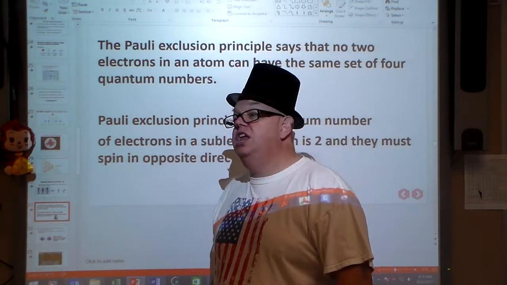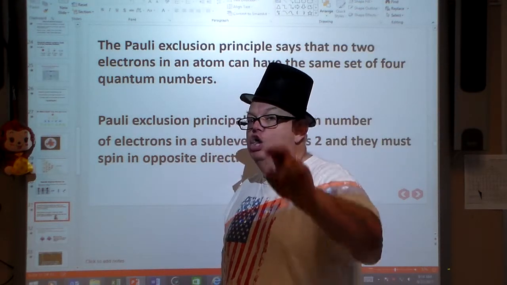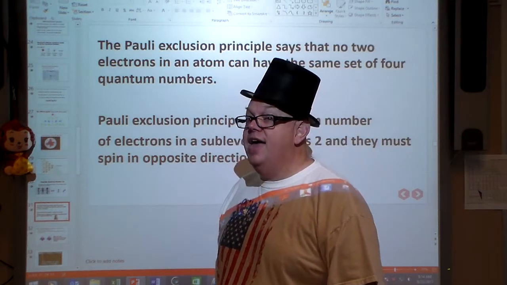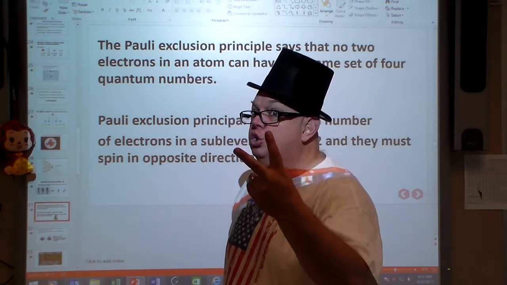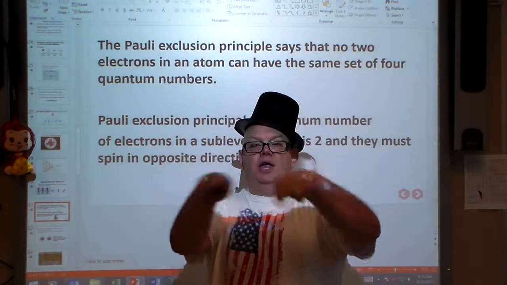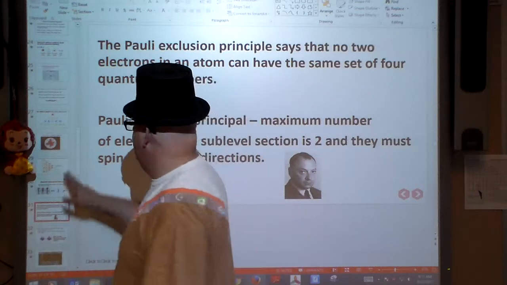Guess how many you can fit in 1s? 2. Guess how many you can fit in 5s? 2. So, and the thing is, they must spin in opposite directions. That's a pretty key idea there.